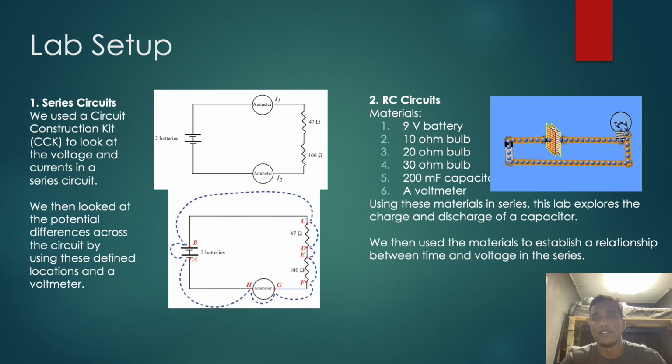The next setup is an RC circuit. For this circuit, we needed a 9-volt battery, 3 different bulbs with different ohm levels, as well as a capacitor and a voltmeter. Using these materials in series, we were able to explore the charge and discharge of a capacitor. We then used the same materials to establish the relationship between time and voltage in the series.